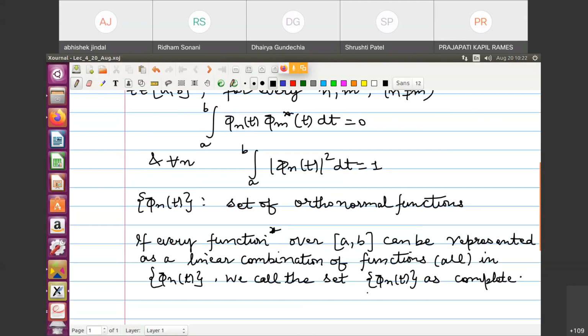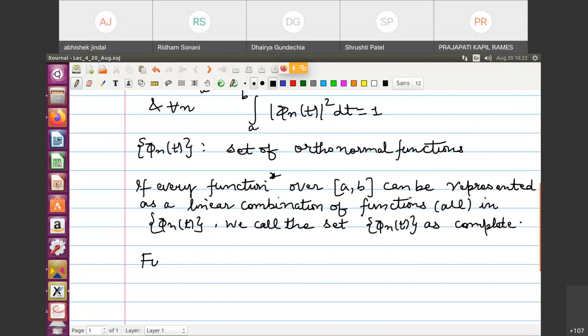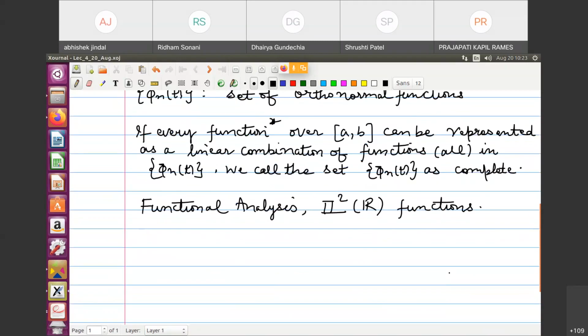And if this holds, that any function over a and b with this star can be represented as a linear combination of functions in phi n(t), then this set phi n(t) is called complete. We are not digging deeper into this. Otherwise, if you want to read more about it, you can go to the text, or to a course on functional analysis, where you can study the space of L2 functions. There you will find a lot of details about it. But right now in our course, we only need to know the meaning of it, nothing more than that, because it is out of our usage. We don't need to use much from it. So this is called complete.